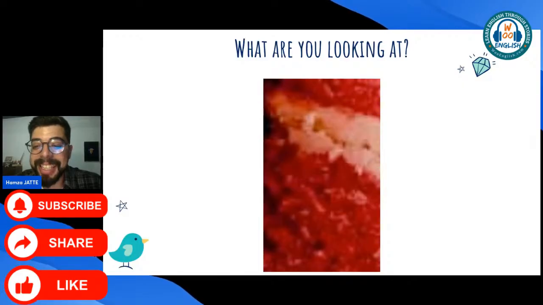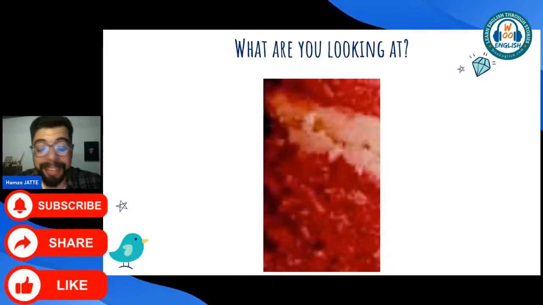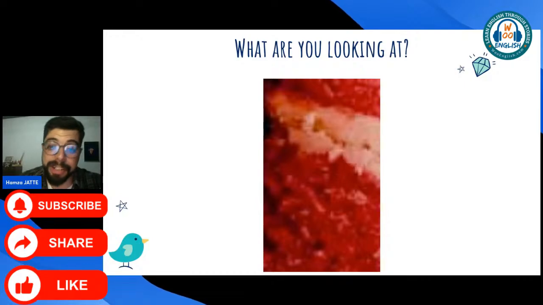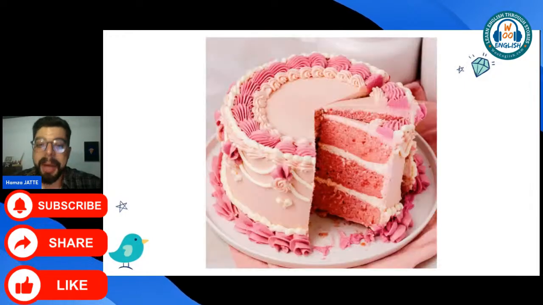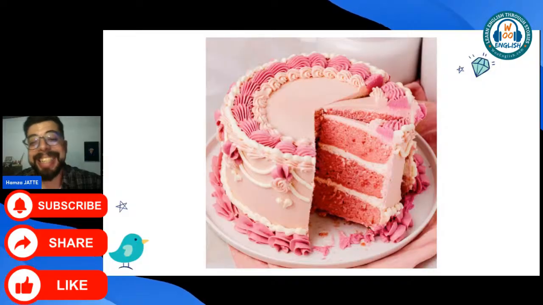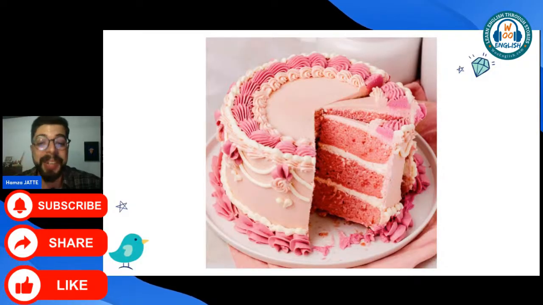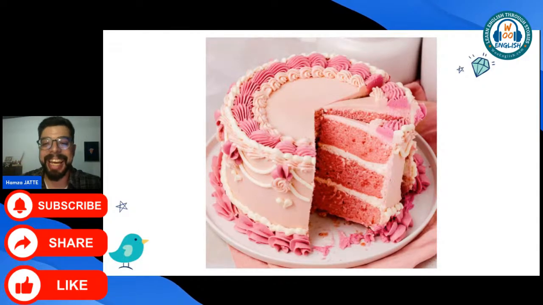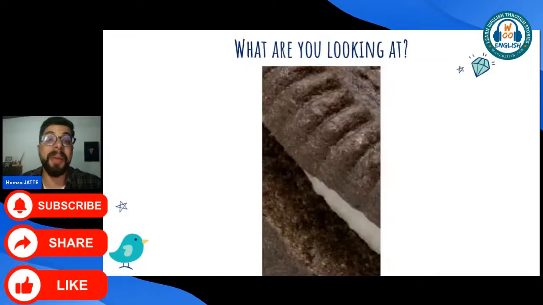But it was a chocolate cake, a different one. I don't know. All right, let's check. Maria was absolutely correct. It was actually another cake. I tried to trick you guys, but I think Maria got this one correct. Absolutely. This is actually a strawberry cake.